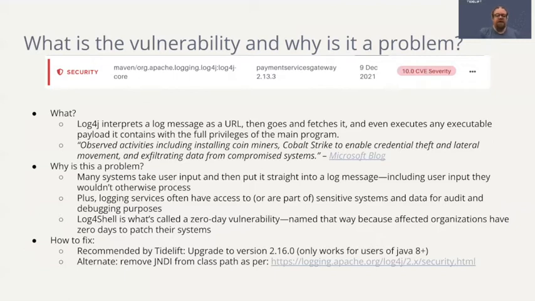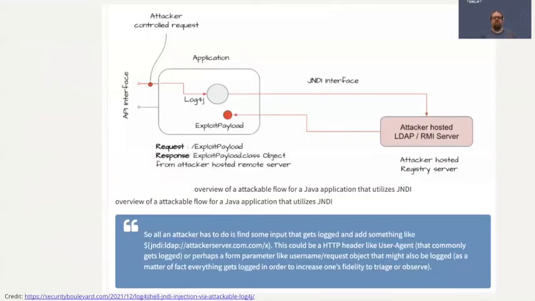Or alternatively, there are instructions on the Log4J site on how to remove JNDI, which is the actual attack vector, from the class path. And at the moment, as I'm currently speaking, these are the only 2 ways known to fully mitigate this issue. So what is the issue? How does this attack work?